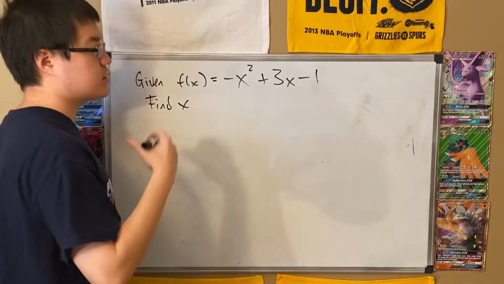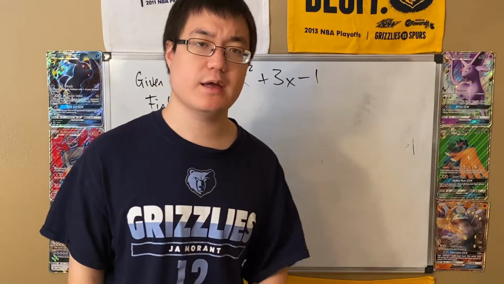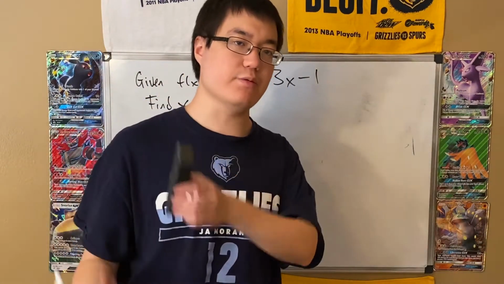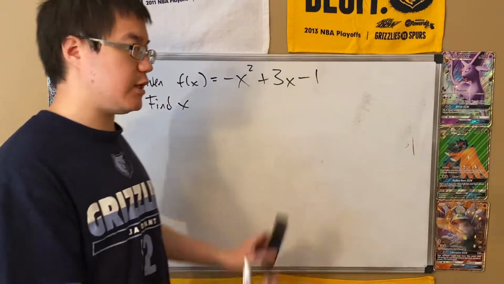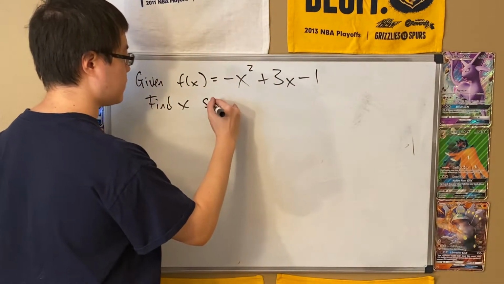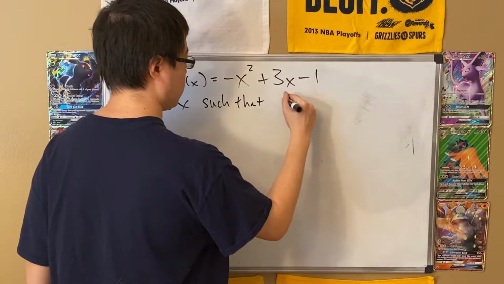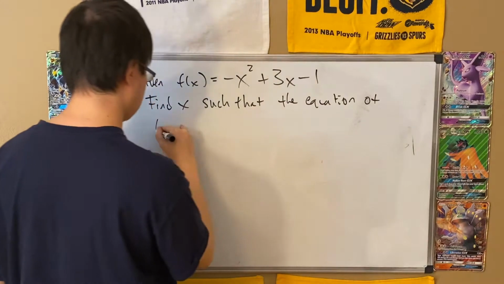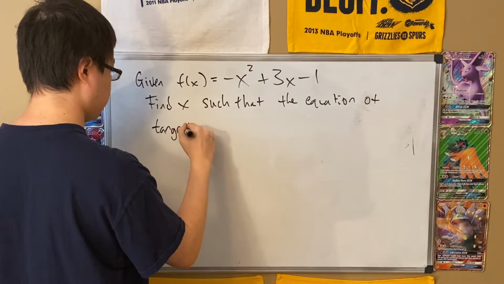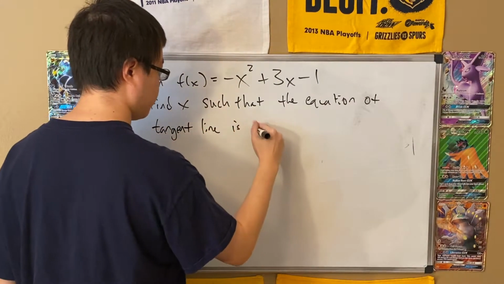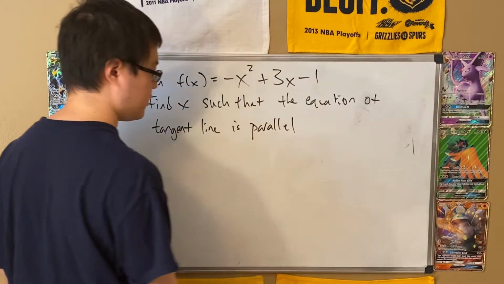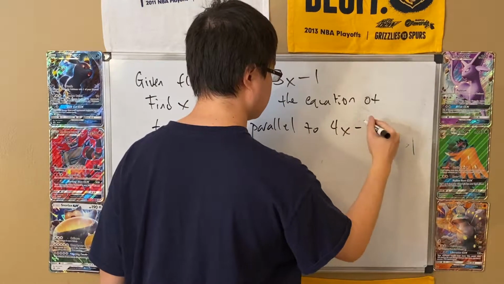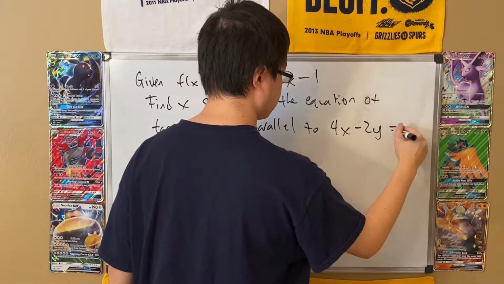So again, instead of starting with an x, coming up with a tangent line, we're going to be starting with a tangent line that has a specific property. In the past one, it was that it was horizontal where the slope is 0. You'll see for this one. So find the x such that the equation of the tangent line is parallel to the line 4x minus 2y equals 7.